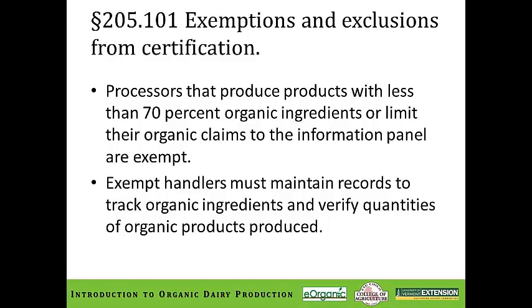Additional exemptions are processors that are producing products that have less than 70% organic ingredients and are limiting the type of label claims that they are making. The other requirement of these exempt and excluded producers is that they still have to keep the records to track the organic ingredients and verify the quantities that are made.